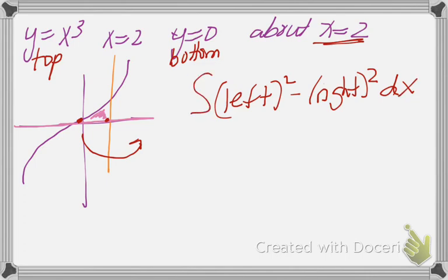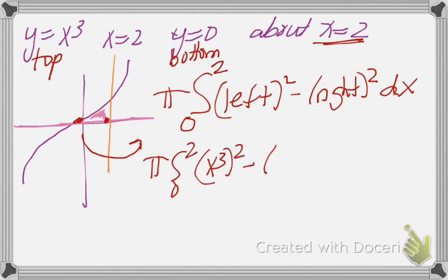And we need our smallest x value, which is going to be over here at 0, and our biggest x value, which would be right here, which is going to be 2. Okay, and we have our pi. So we have pi from 0 to 2. The function on the left is the x cubed, and the function on the right is this orange line, which is x equals 2.